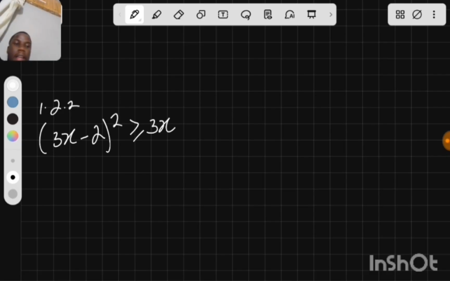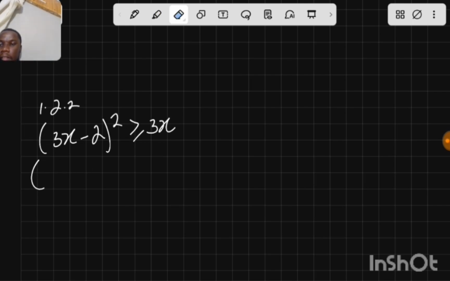When facing this kind of question, first of all, try to eliminate the complex situation. You can see on the left hand side we have the complex situation, so let's try to solve it first. We can see we have 3x minus 2 in brackets all squared. That means there are 2 pairs of brackets.